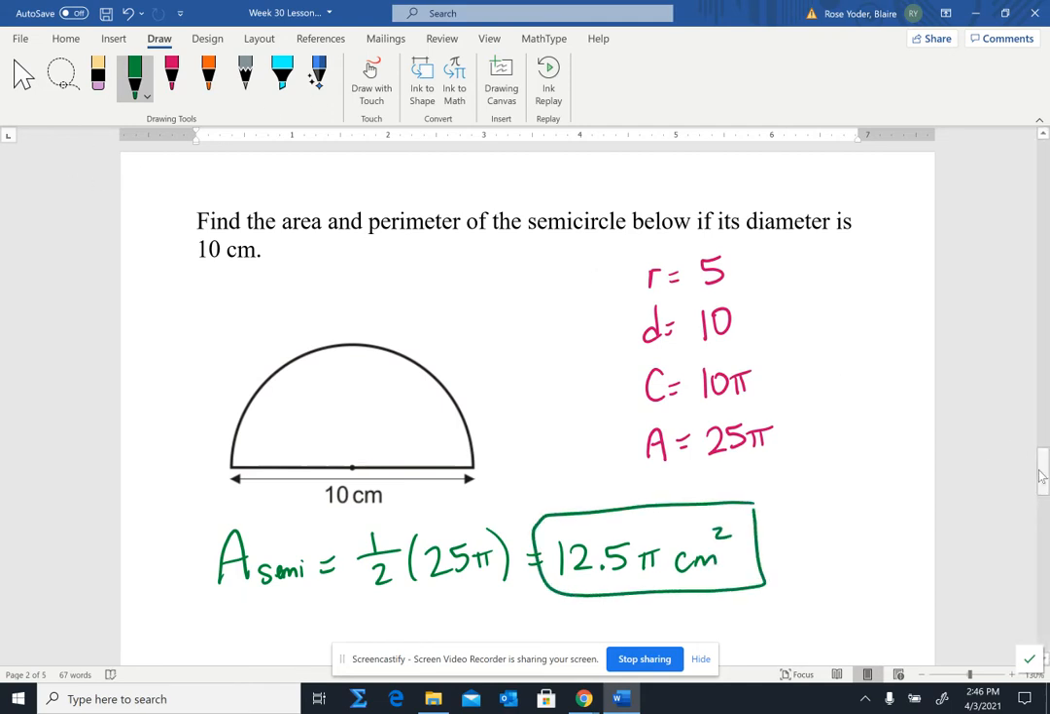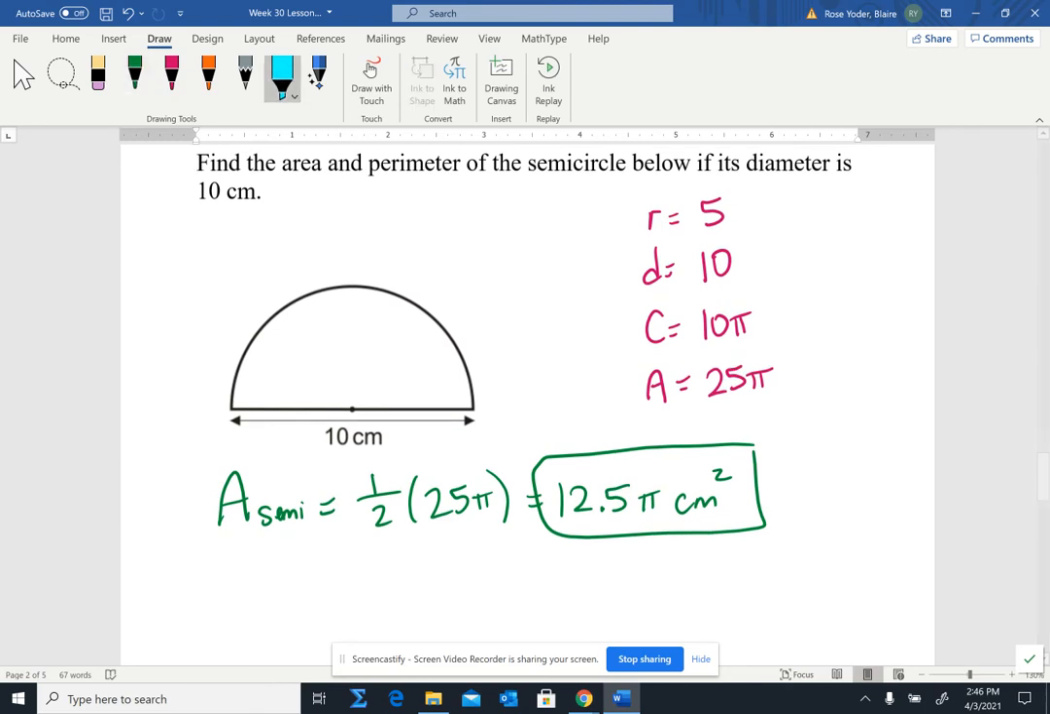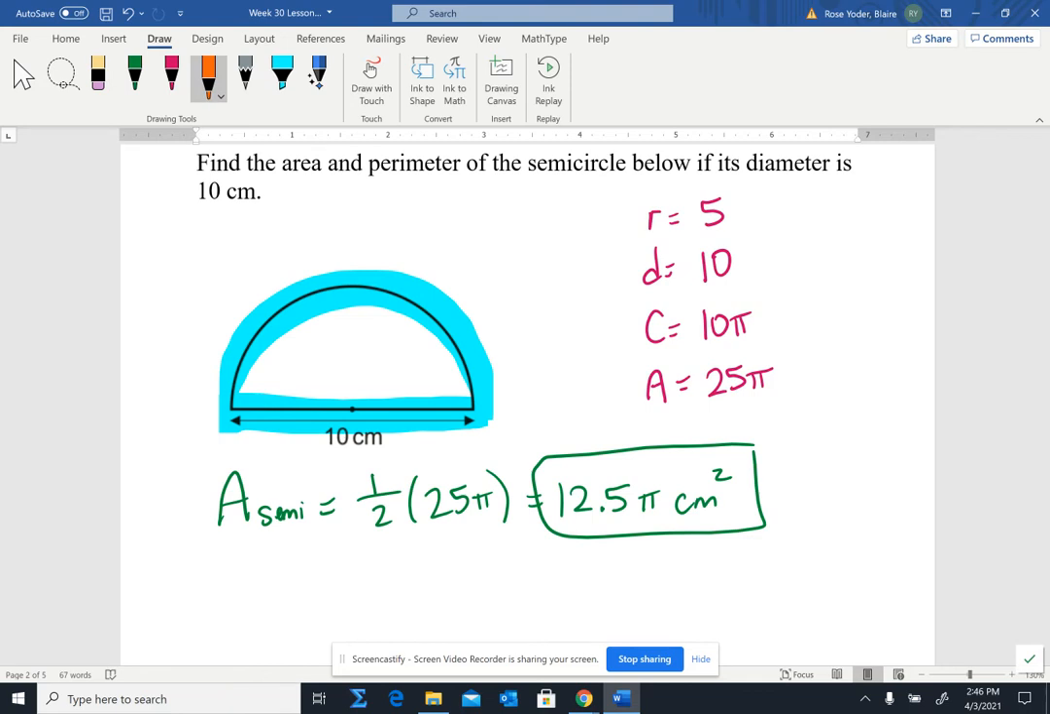So how do I do the perimeter then? Do I just take half of the circumference? Close. You take half of the circumference, but that's not the perimeter of the whole shape. We have to make sure that we also add on the rest, that line segment that's part of the shape too. So be very careful with that. So for the perimeter, I have to make sure to take half the circumference, so half of 10 pi, but then I also have to make sure that I add on the 10.